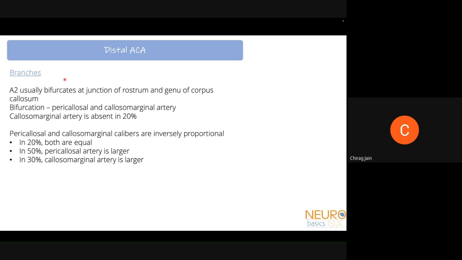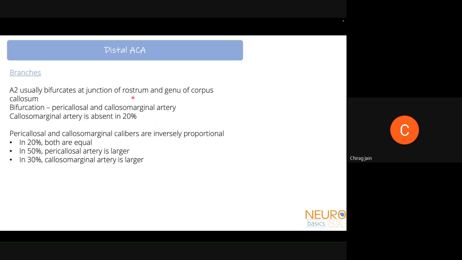Okay, so what are the branches which arise from the distal ACA? As we've seen, the A2 will be running in front of the rostrum of the corpus callosum, following which the A3 will wind around the genu of the corpus callosum. So it is at the junction of the rostrum and the genu usually where the A2 bifurcates, and it bifurcates into a pericallosal and a callosomarginal artery. This callosomarginal artery may actually be absent in 20% of individuals, and these pericallosal and callosomarginal arteries are actually inversely proportional to each other.